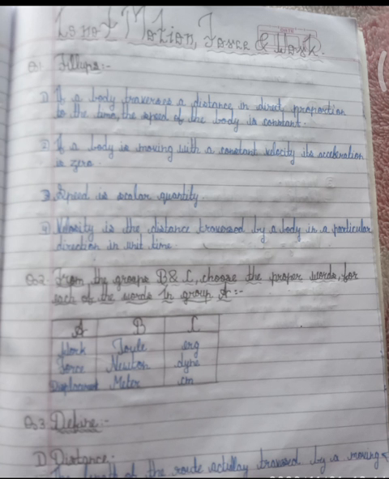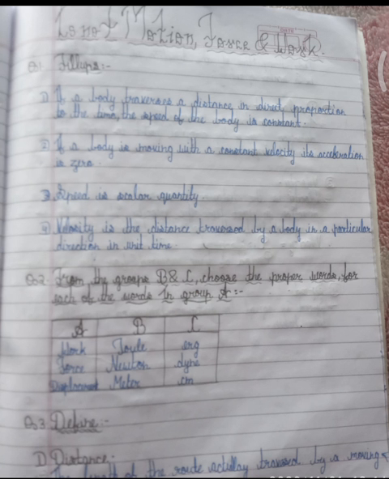The first one is work, joule and erg. MKS and CGS unit, joule and erg. Second, force, Newton and dyne. Third, displacement, meter and centimeter.